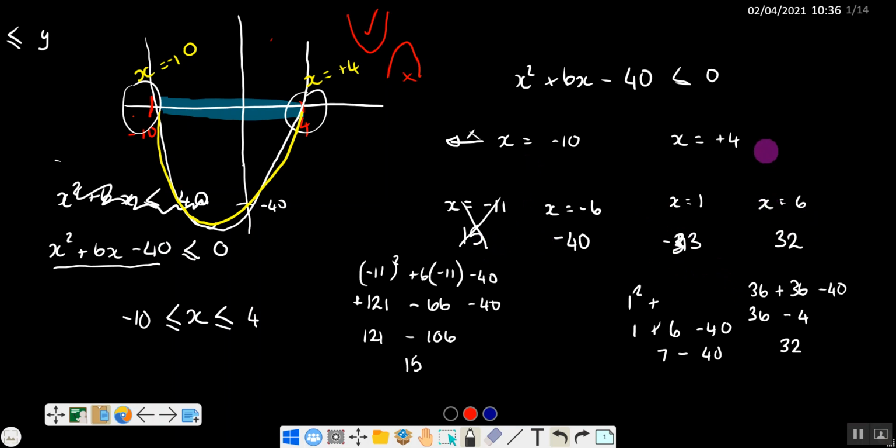This side doesn't work. This side of x doesn't work because that's a positive. So it looks like in between these two numbers is what I want. All right? Because that's when we're less than 0. We've got negative numbers. All right? So again, that leads me to the conclusion that x must be greater than negative 10, but less than or equal to positive 4. Okay?